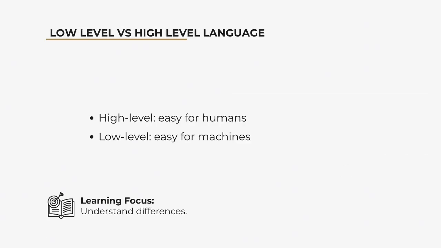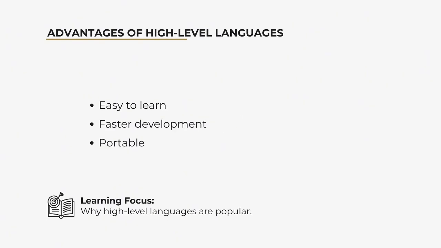Low-level versus high-level language. Low-level languages are close to machines. High-level languages are close to humans. Low-level languages are fast. High-level languages are easier to learn. Advantages of high-level languages. High-level languages are easy to read, easy to write. They save time. They are portable. They work on many systems.